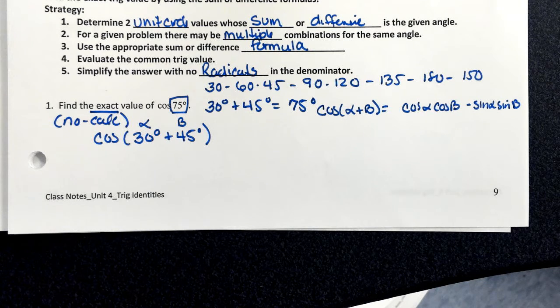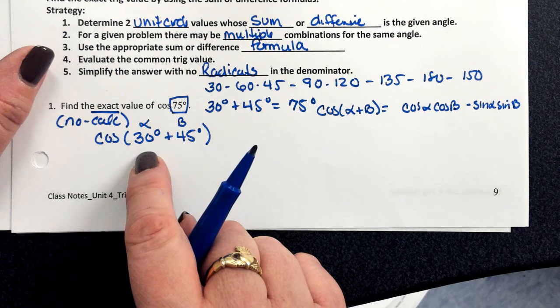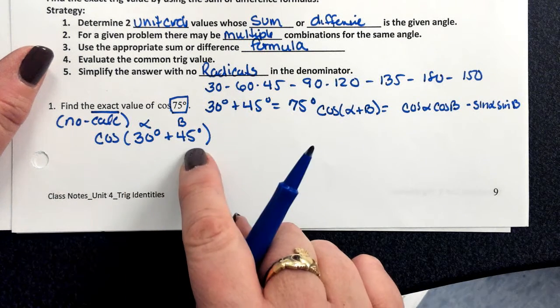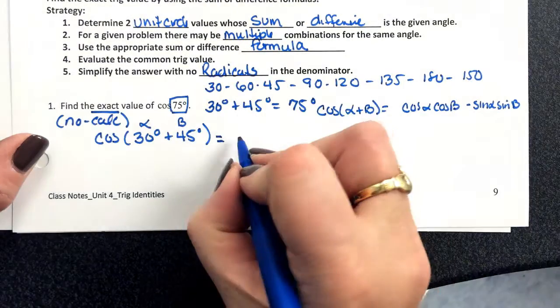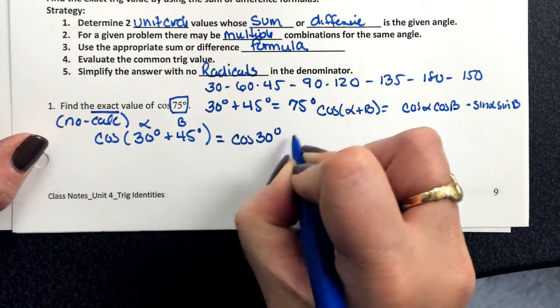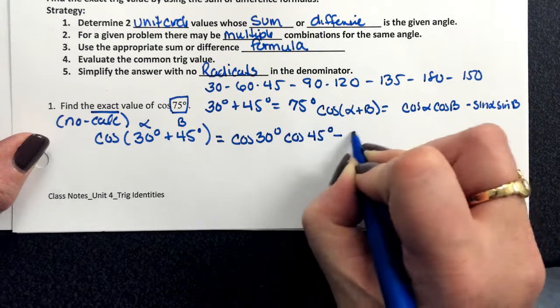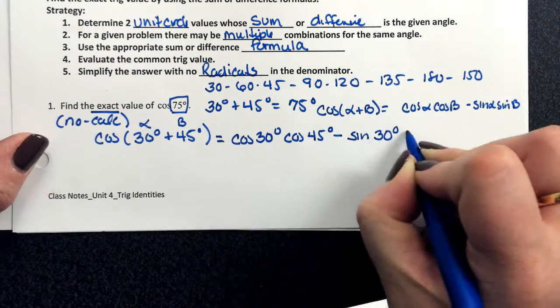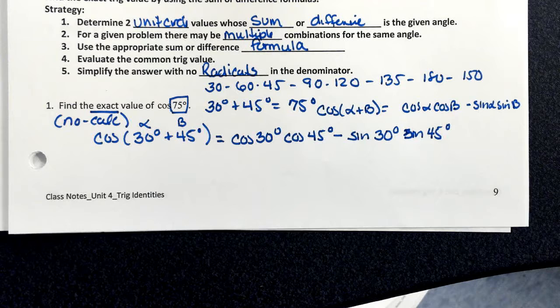we know addition is commutative. So now in my cosine sum formula, anywhere I see an alpha, I'm going to plug in 30 degrees. Anywhere I see a beta, I'm going to plug in 45 degrees. So I'm going to rewrite my cosine sum formula as the cosine of 30 degrees, cosine of 45 degrees, minus the sine of 30 degrees, sine of 45 degrees. Now you should have an expression with all the angles that are from the unit circle. So any questions on how I did the substitution?